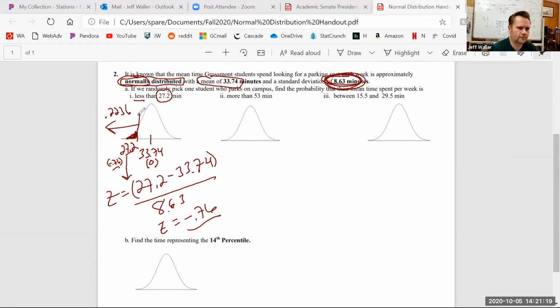2236. So about a 22% chance that it took a student less than this many minutes a week to find a parking space at the college.